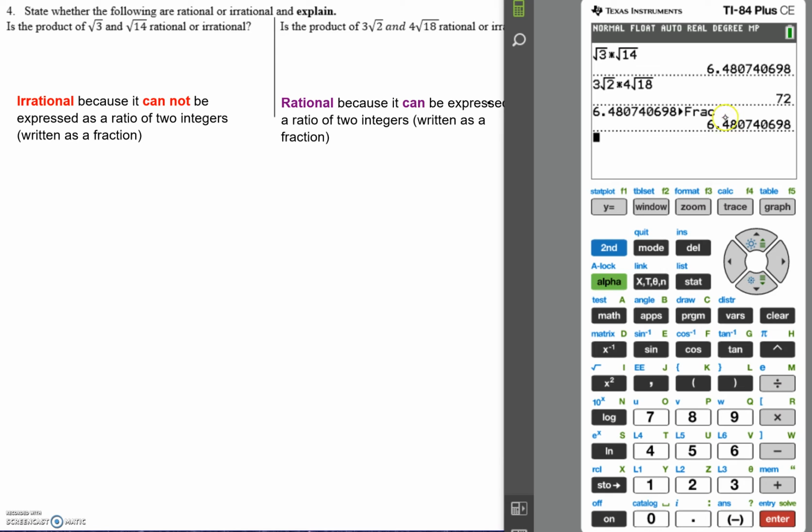So you would write out that number that you got, 6.4807, etc., and then your answer would be irrational because it cannot be expressed as a ratio of 2 integers, which basically means it cannot be written as a fraction.